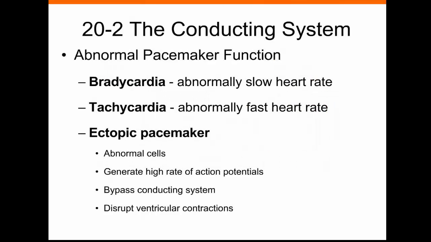So if you have abnormal pacemakers, the sinoatrial node, you can have what is called bradycardia, slower than normal heart rate, or tachycardia, faster than normal heart rate. Or sometimes you can have what is called ectopic beats. These are an ectopic pacemaker, where you get abnormal cells around the atrium which start sending off their own electrical stimulation. This can be a problem because it can affect cardiac output.